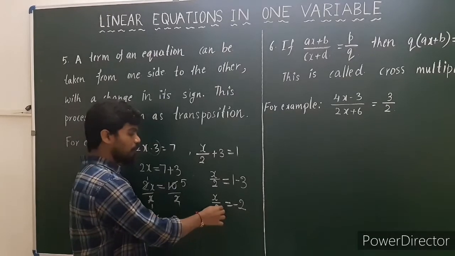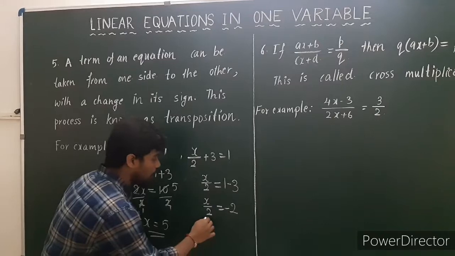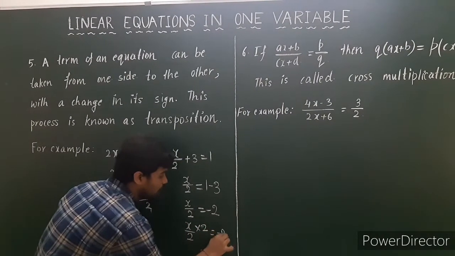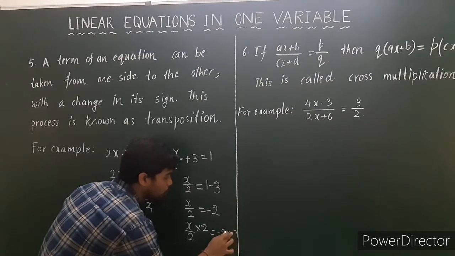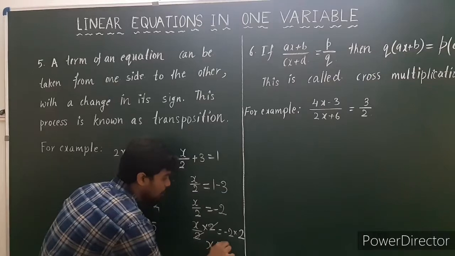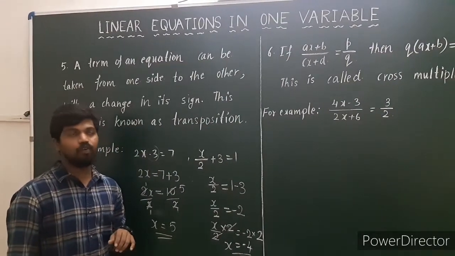So now we have to eliminate this 2. So multiply both sides by 2. So x by 2 into 2, and minus 2 into 2. So you get 2 cancelled. x is equal to minus 4.